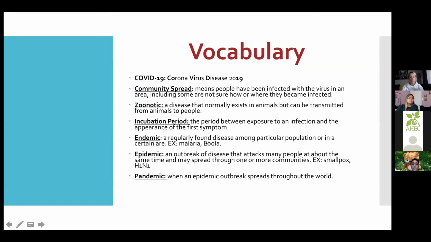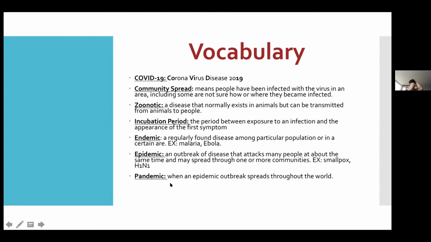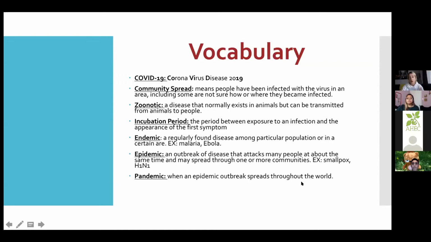Endemic: a disease regularly found among a particular population or in a certain area. For example, you guys heard about malaria, right? Ebola in Africa, so it's endemic. Epidemic is an outbreak of disease that attacks many people at about the same time and may spread through one or more communities, for example, smallpox or the H1N1 strain. And pandemic, that's where we're at today. It's when the epidemic outbreak spreads throughout the world.